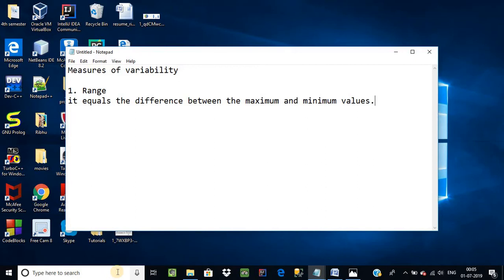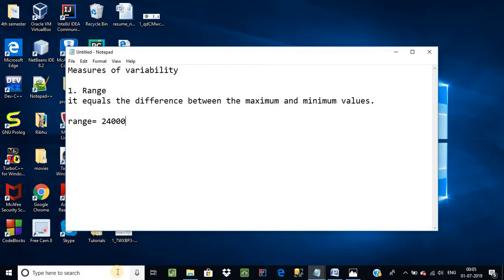For example, if I say the range of an income is, suppose the max income is 48,000 rupees. Let's say the minimum income is 24,000 rupees. So range comes about 24,000 rupees. Right. So range is nothing but the difference between the maximum and the minimum values.